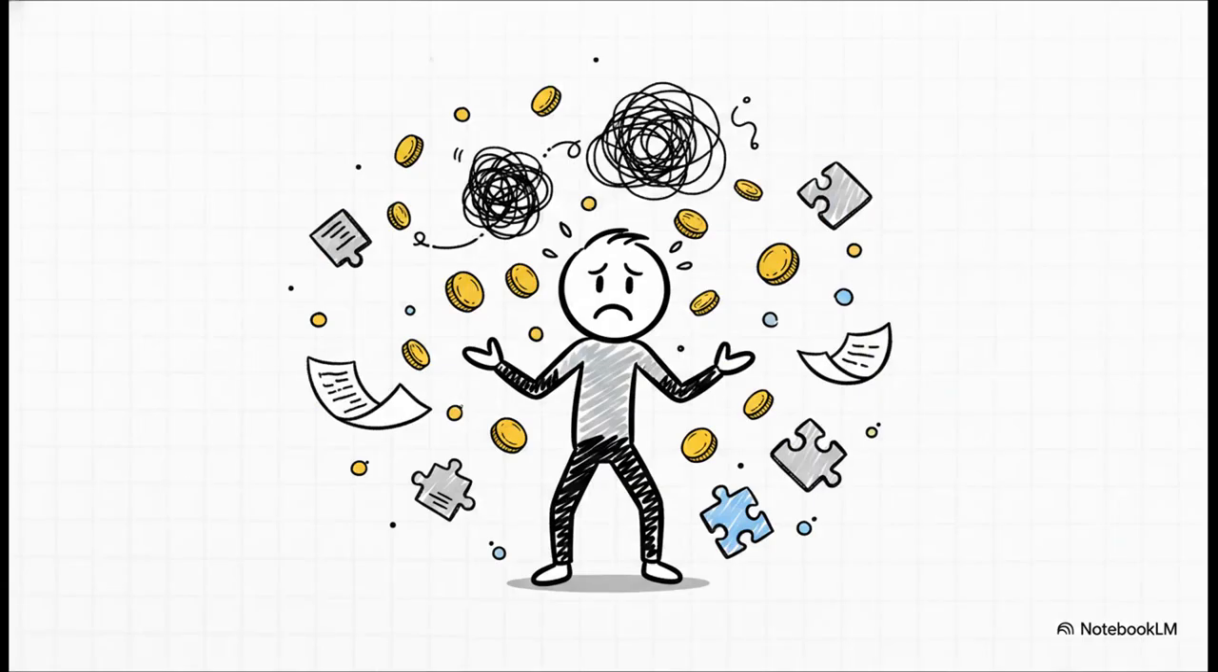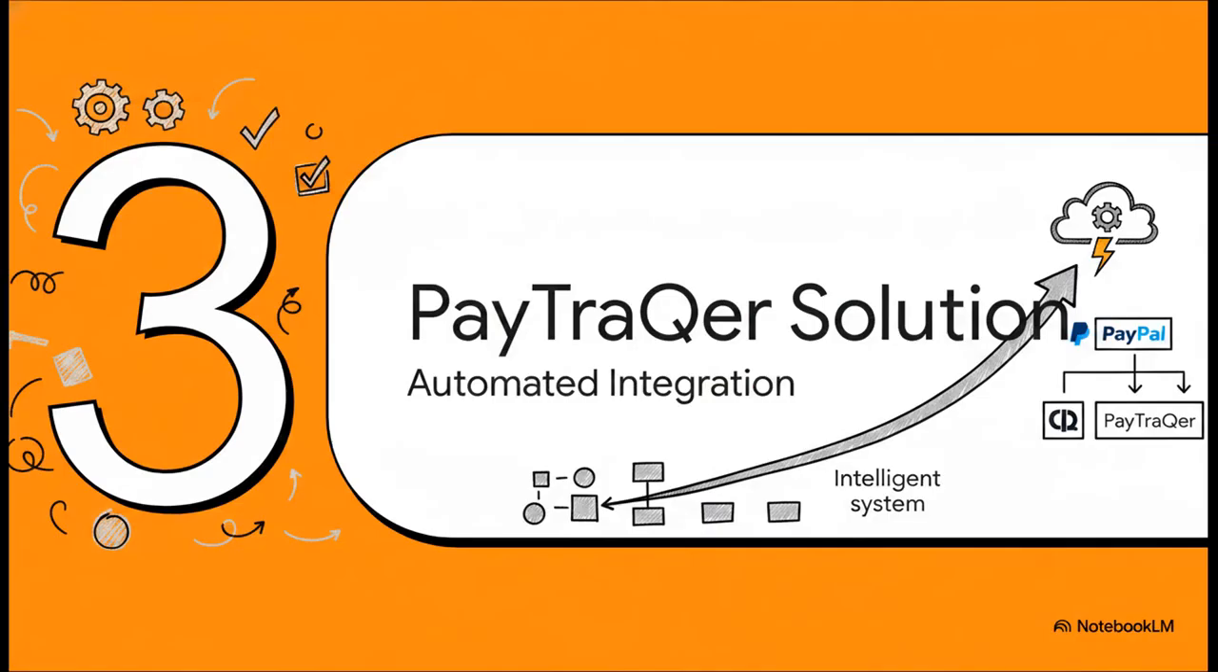Just think about the daily hurdles here. Fees? They show up completely separated, demanding you go in and manually categorize them. Refunds? You're stuck manually offsetting your revenue. And batch payouts? Oh man, trying to match a massive lump sum to dozens of individual sales is literally like finding a needle in a haystack. Add in foreign exchange rates that aren't handled automatically, and suddenly you are spending hours upon hours just trying to untangle the whole mess. Which brings us to Section 3, the automated PayTraQer solution.